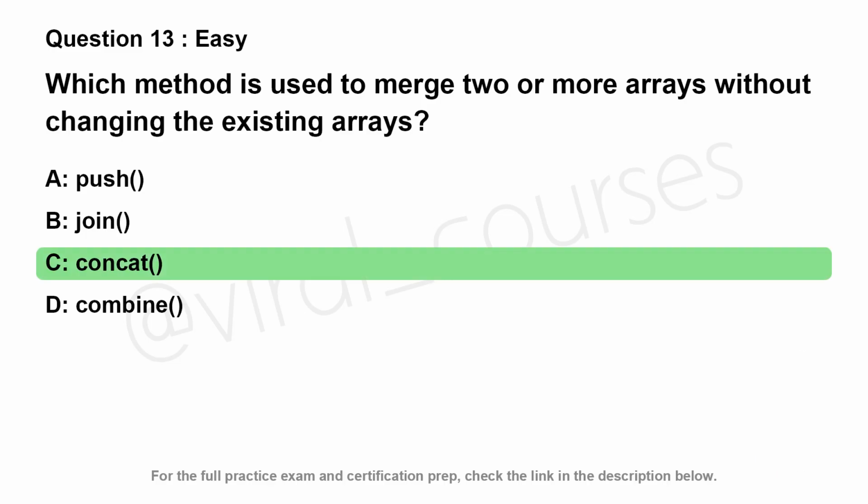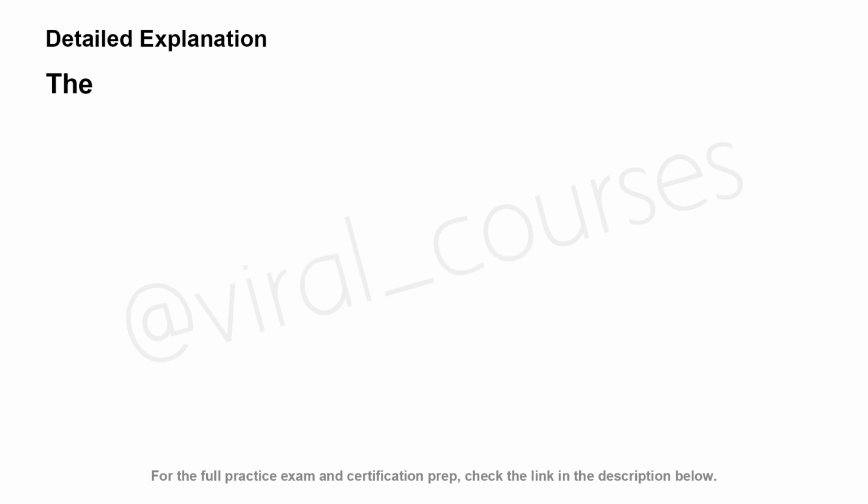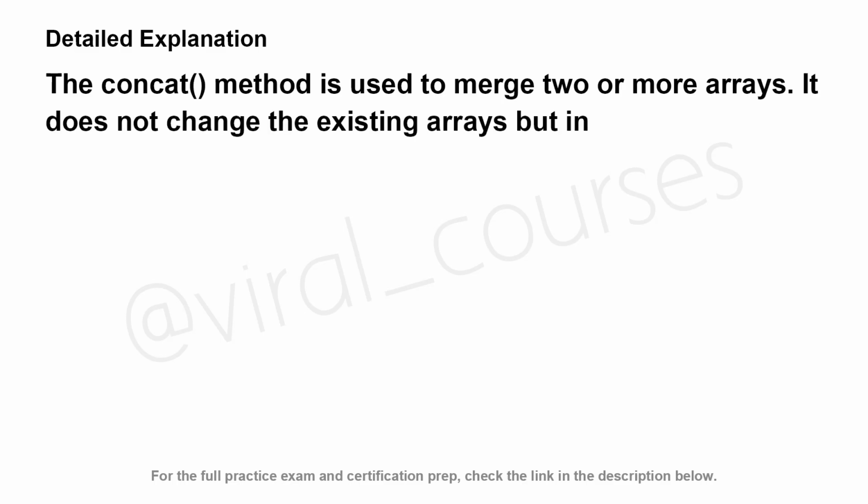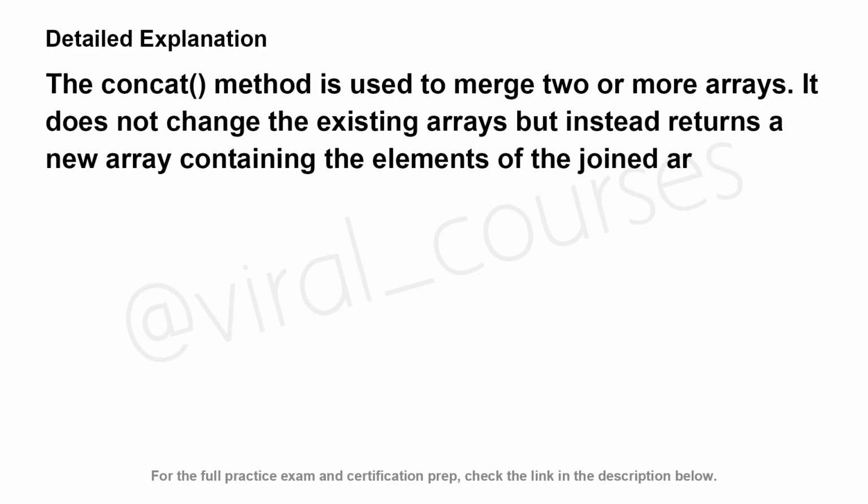The correct answer is C. The concat method is used to merge two or more arrays. It does not change the existing arrays but instead returns a new array containing the elements of the joined arrays.